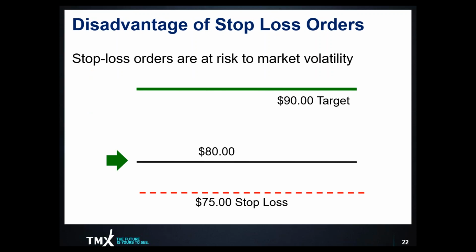So let's look quickly at the disadvantage of a stop loss. So stop loss orders are at risk of market volatility. Well, what do we mean by that? Well, of course, you may buy the stock at 80 here in Doug's example, and you put a stop loss in at 75. So what you're saying is, hey, you know what? I'm okay with a $5 loss on this particular position. If it drops $5 to 75, get me out. Well, quite often that happens, and you see the stock drop to that level, and then ultimately a stop loss is triggered, but then of course the stock turns around and hits your target.